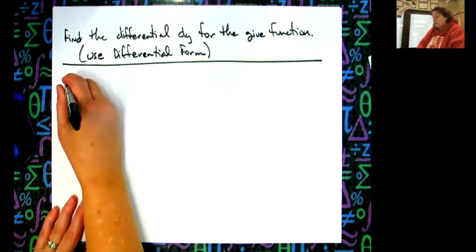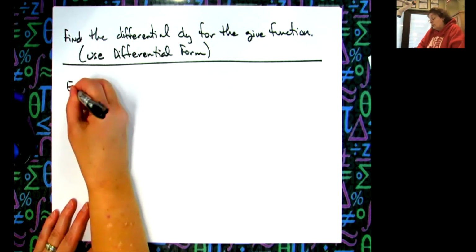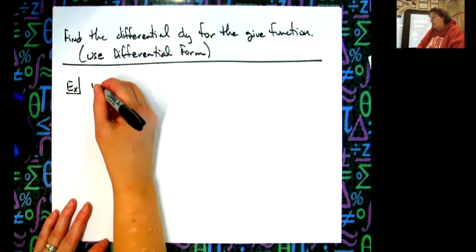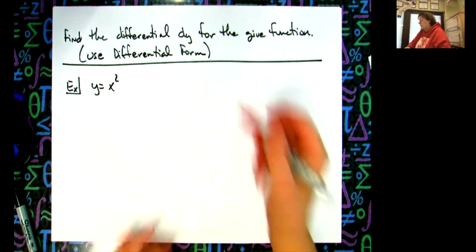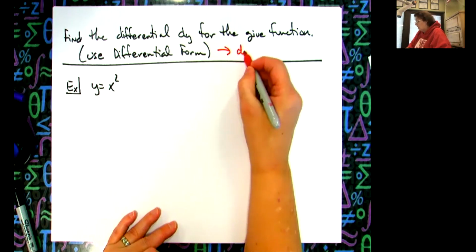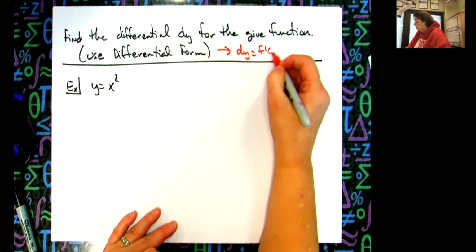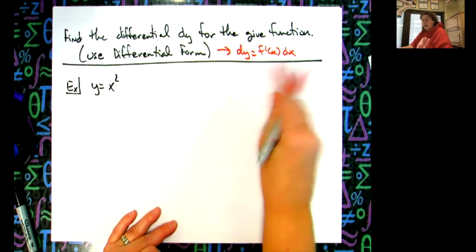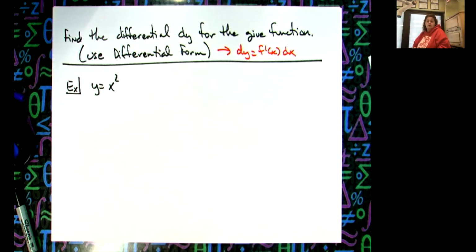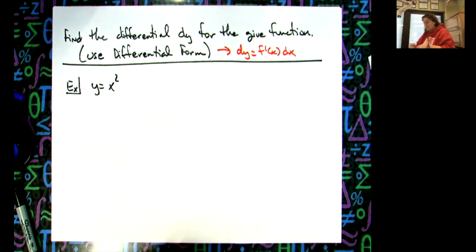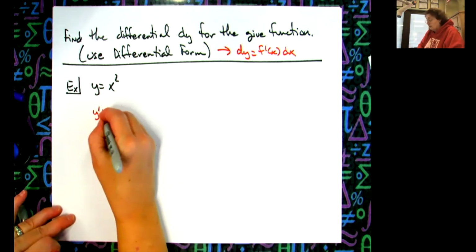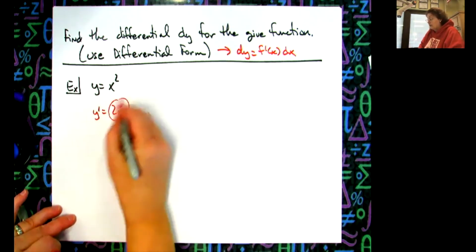And all the problems are going to be super, super easy ones. So let's suppose I have y equals x squared, like a really nice little baby function here. All right. Our differential form is going to be dy is equal to the derivative times the dx. That's the differential form. So literally that's all you have to do. If you know the function, can you calculate the derivative? Yep. So the derivative is what, 2x right there? So I know my derivative.